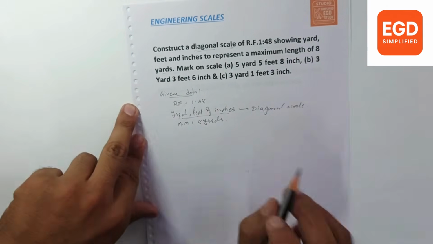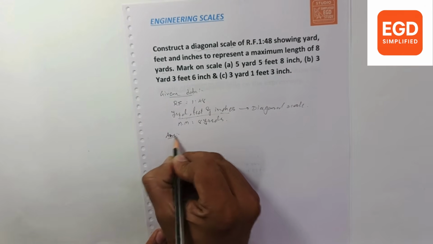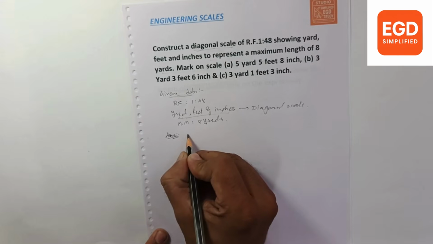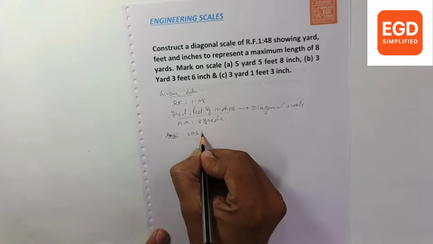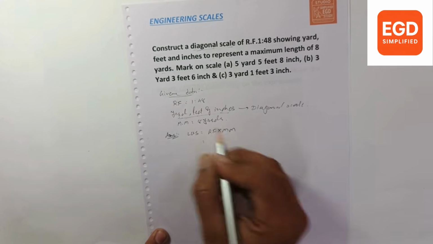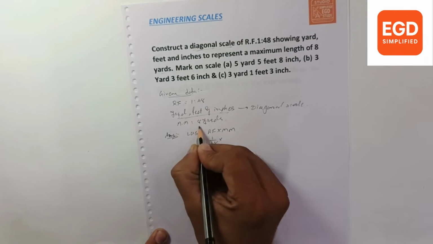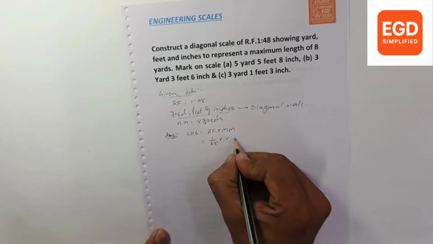Mark on scale that we are going to mark. So your answer will be, we can calculate first of all the length of scale, that is equal to RF into maximum measurement. What is RF? We have 1/48 into maximum measurement that we need to indicate, which is 8 yards.